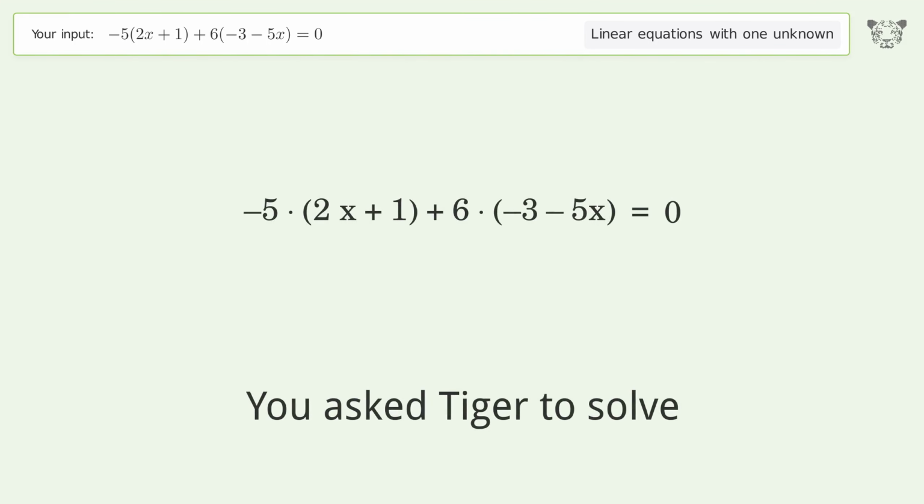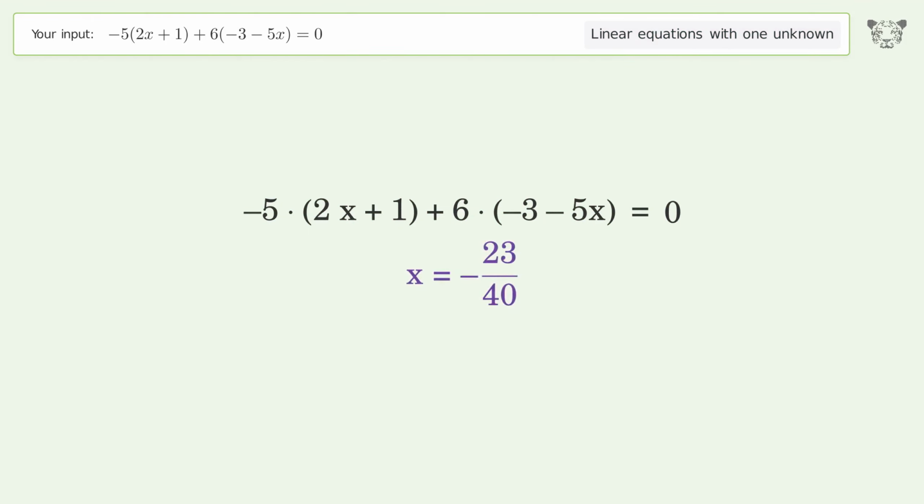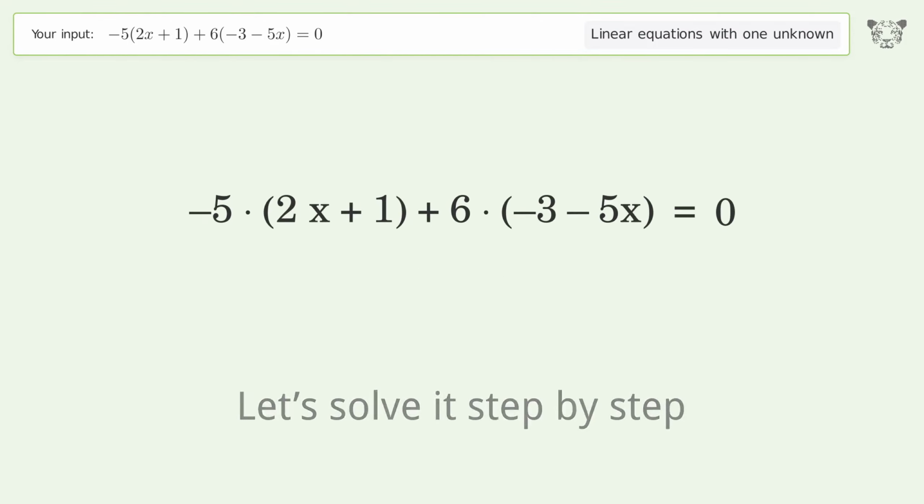You ask Tiger to solve. This deals with linear equations with one unknown. The final result is x equals -23/40. Let's solve it step by step.